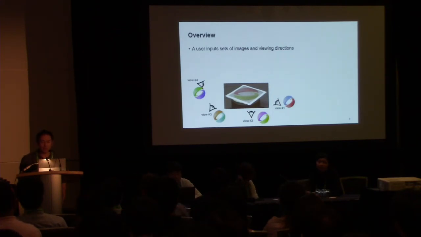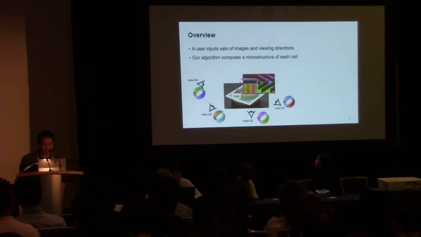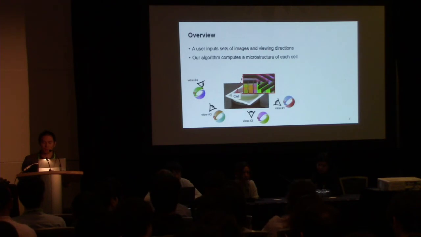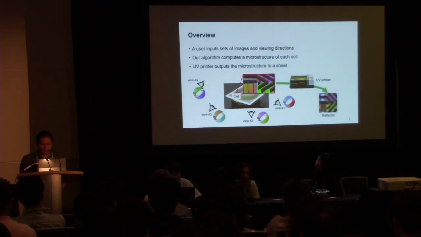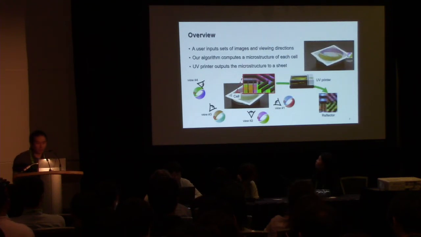Now I talk about only an overview of our method. In our method, first, the user specifies target images and viewing directions, and we compute the microstructure for showing pixel colors in the specified directions. The microstructure consists of two printable structures for visibility and color, and we optimize both. This is my main topic. After that, a UV printer outputs the microstructure to a sheet. The printed sheet is a wall reflector. It's easy to fabricate, and we don't need special hardware such as microlenses.